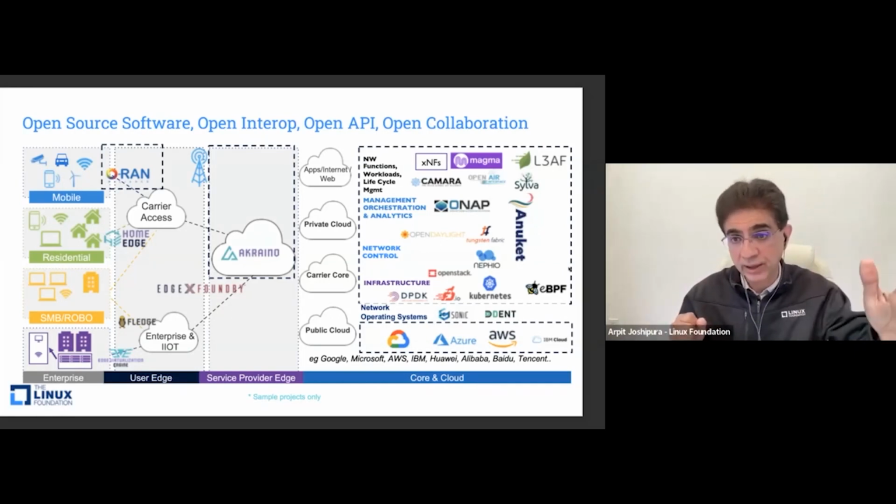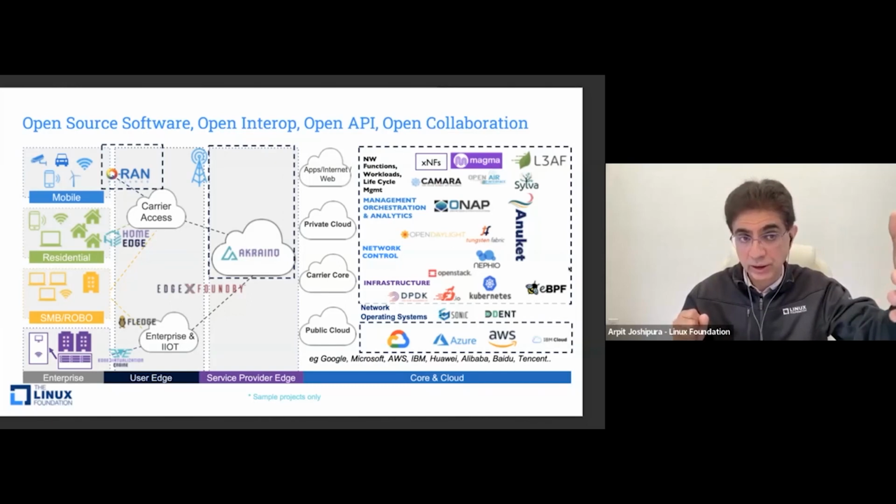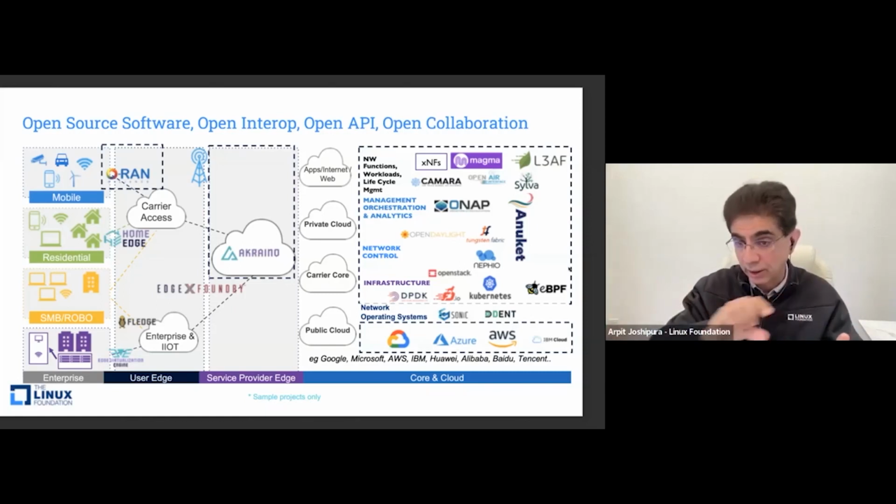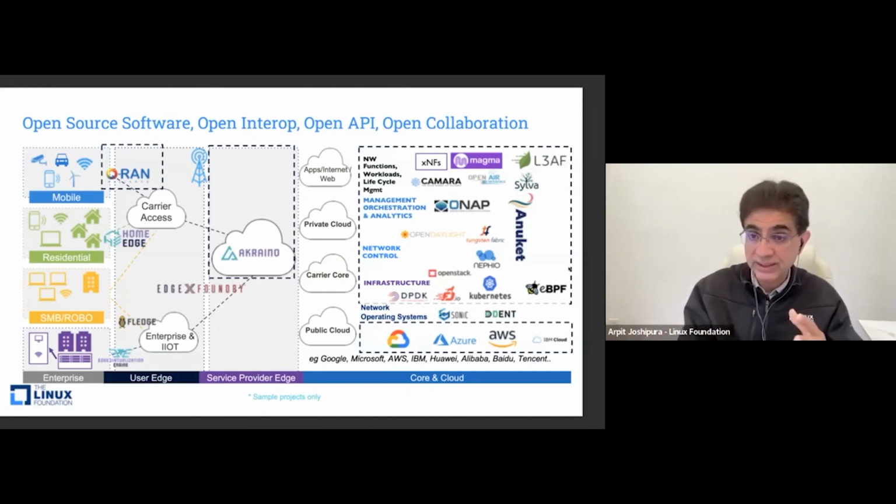Starting from the left, we host projects in the ORAN Alliance software community, right? So all of the software that gets written for the ORAN Alliance is in the Linux Foundation. Then we get to the edge part of it, user edge, service provider edge. I'll talk about that in a bit. Whether you're coming in from mobile, residential, SMB, or enterprise, it doesn't matter. You come in, there's a whole bunch of public clouds. Then you have the NOSes, SONiC, DENT, we talked about that. And then there's the stack up.